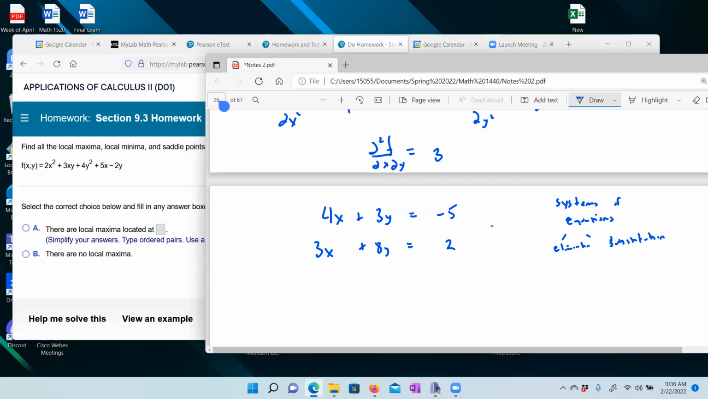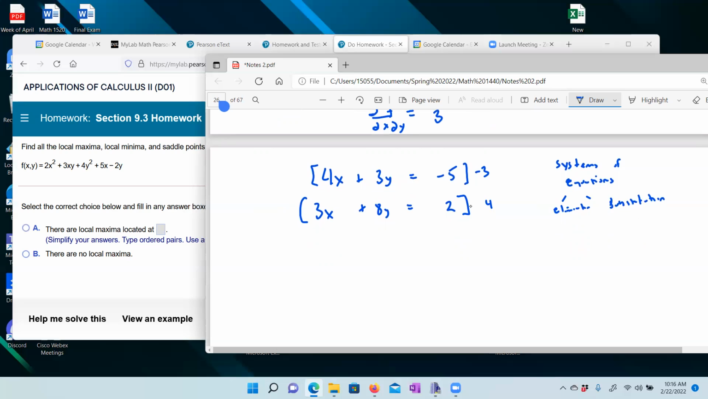So what I'm going to do to solve these 2 equations is multiply each of them by something different, and the goal is to find something that makes the x's equivalent but opposite signs, or the y's. We don't care about the y's and x's. So here I'm going to multiply by -3, and I'm going to multiply this one by 4. So 4 times -3, that's going to be -12. 3 times 4 is also going to be 12. They're going to eliminate. So we've got minus 12x minus 9y equals 15.